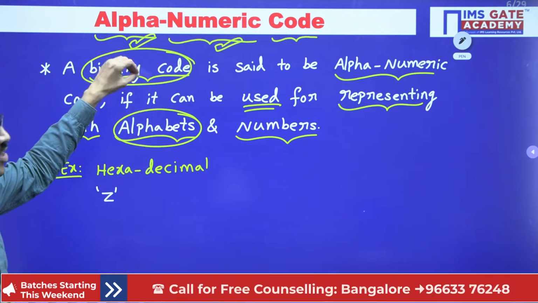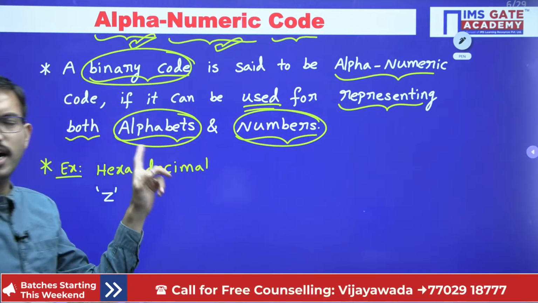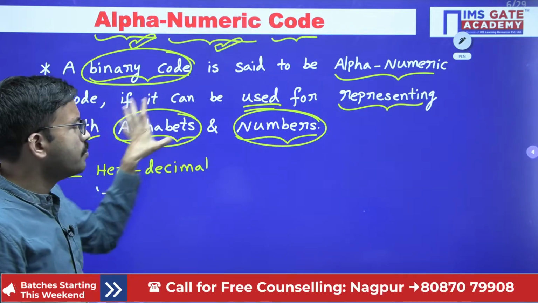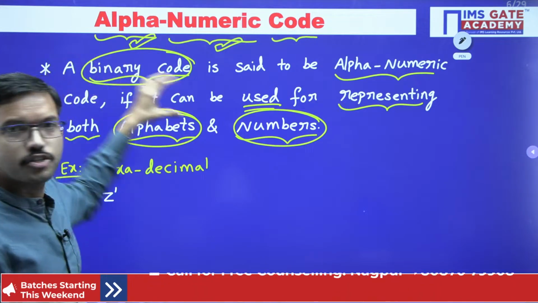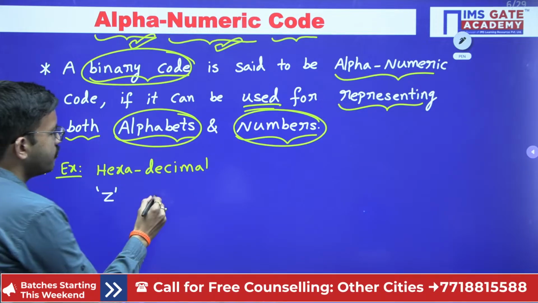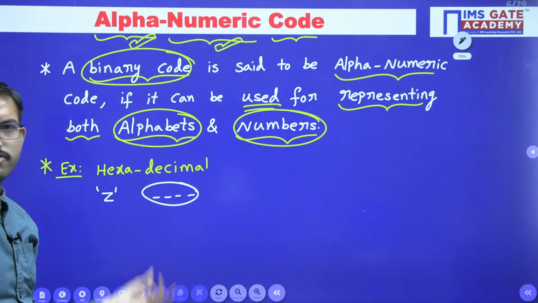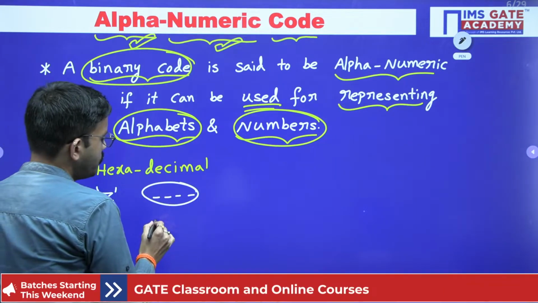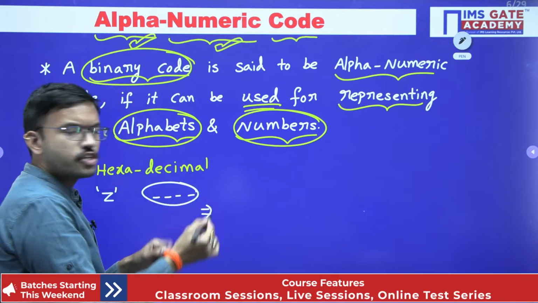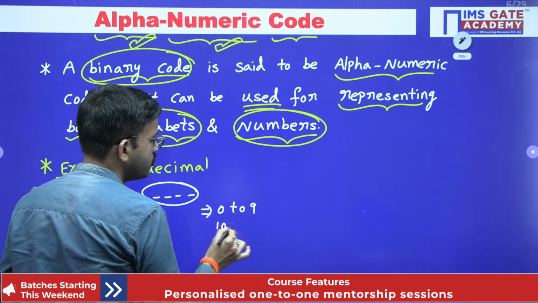That particular code we are using for representing the alphabets and numbers. So you have alphabets A to Z and numbers 0 to 9, and for representing those alphabets and numbers we are using binary code. But in the hexadecimal number system, say for example if you have 4 bits, you will get 16 combinations of zeros and ones, right? Up to 0 to 9 you get the decimal equivalent, and then 10 to 15.